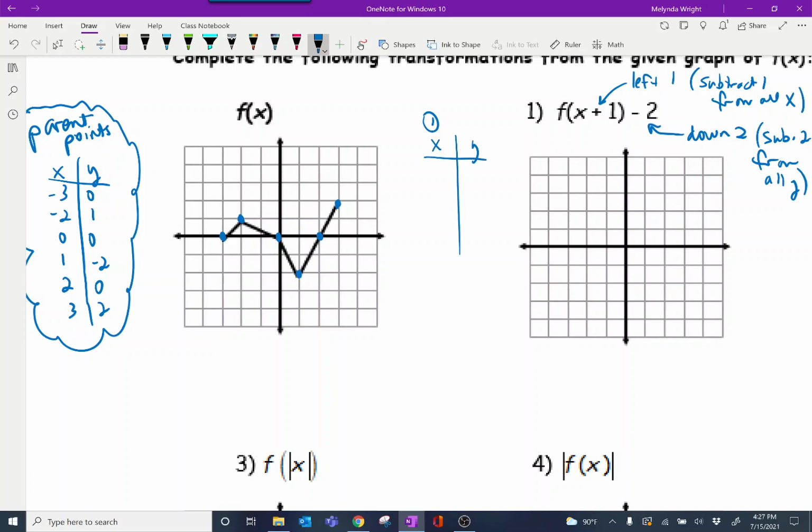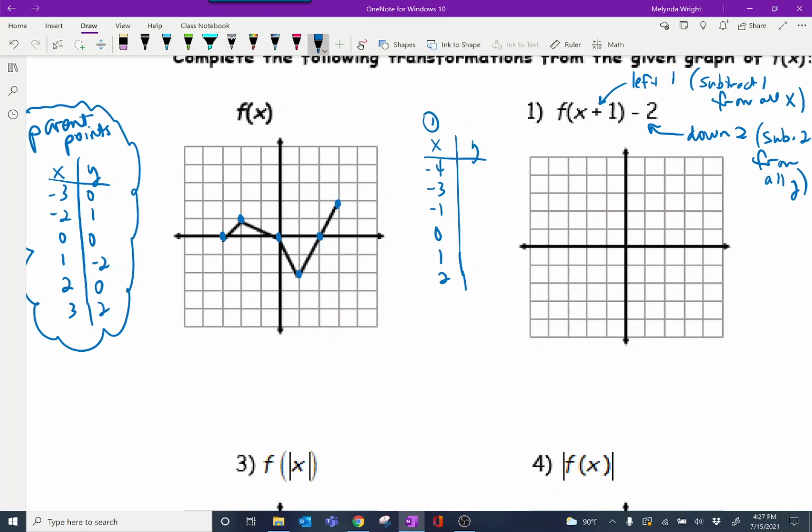So we're going to take all the x's and we're going to subtract 1. So -3 minus 1 is -4. -2 minus 1 is -3. 0 minus 1 is -1. 1 minus 1 is 0. 2 minus 1 is 1. And 3 minus 1 is 2. Those are our new x values.